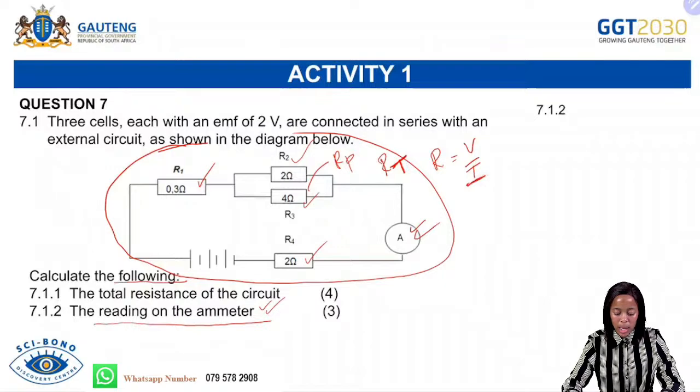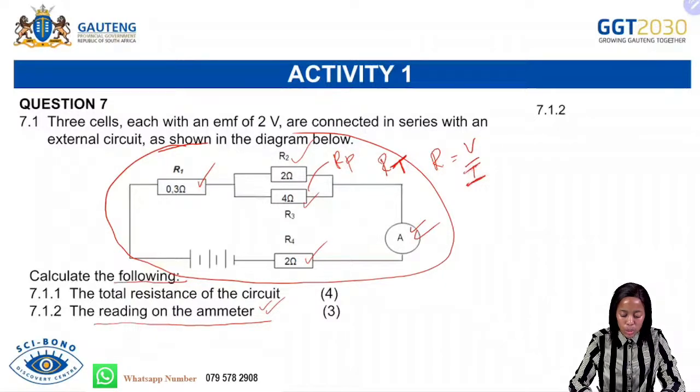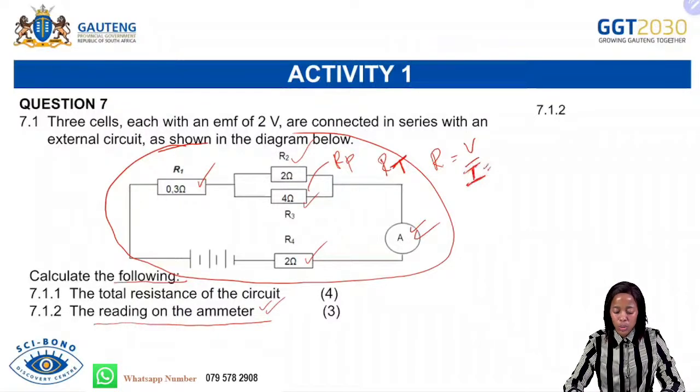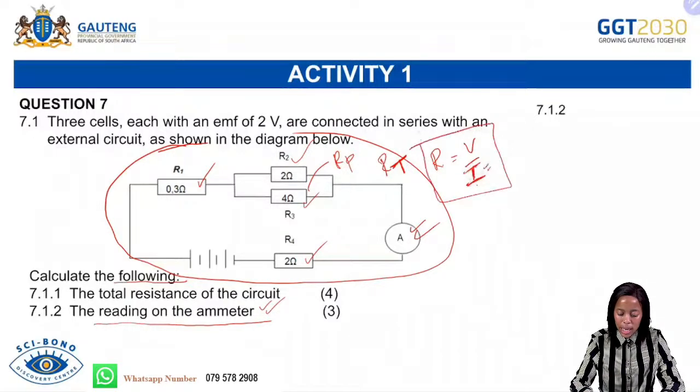So remember, when you write your formulas and they say that you need to calculate the current, you are not going to start by manipulating the formula so that you make I the subject of the formula. You are going to write the formula as you find it from the formula sheet. So the formula, as you find it from the formula sheet, is R is equal to V over I. So you write exactly that.